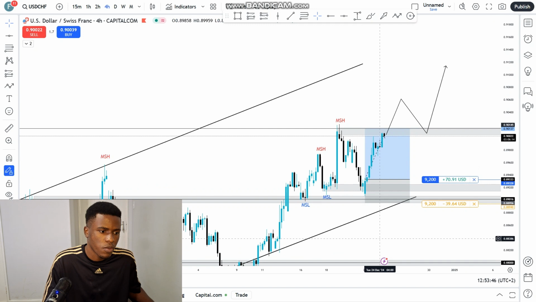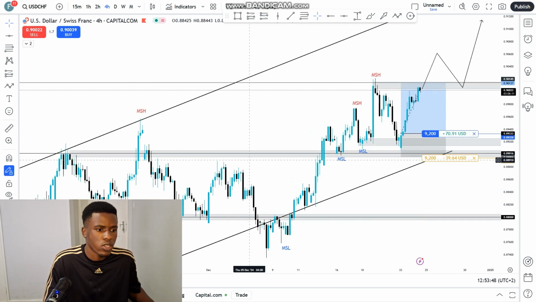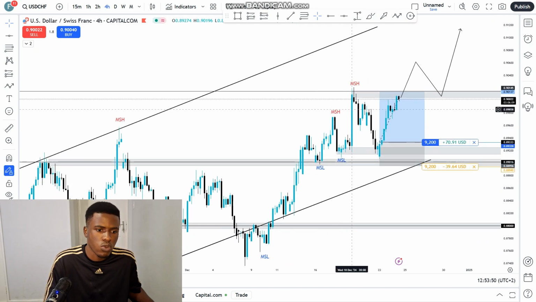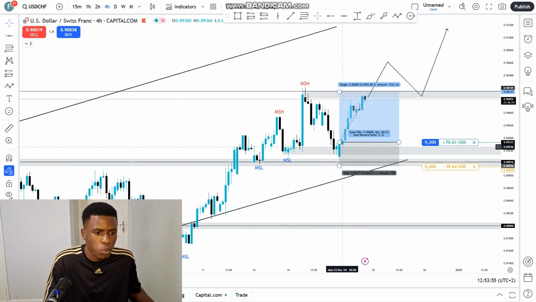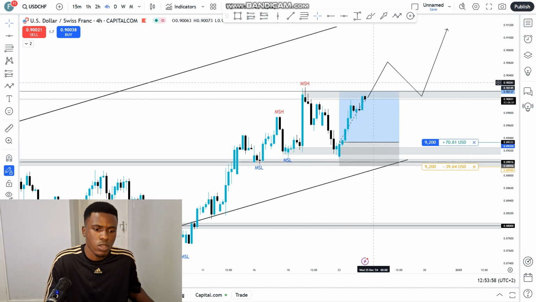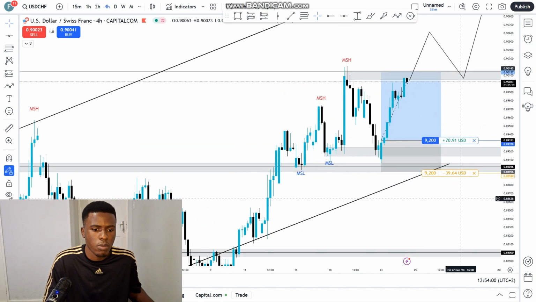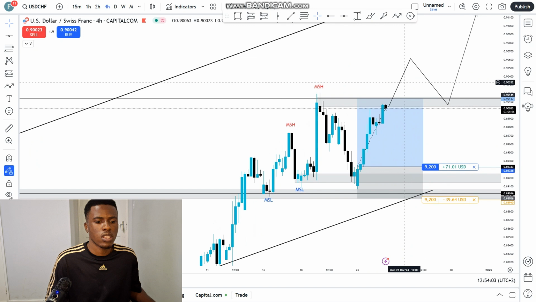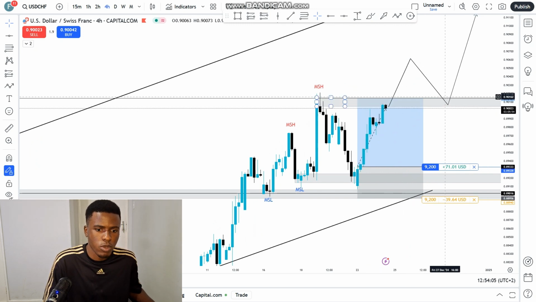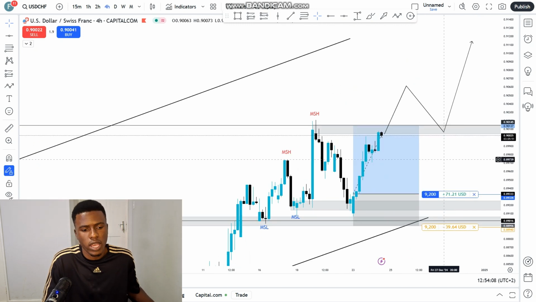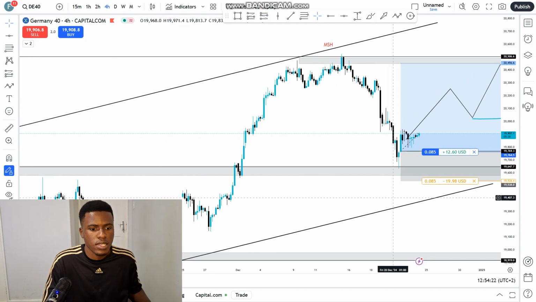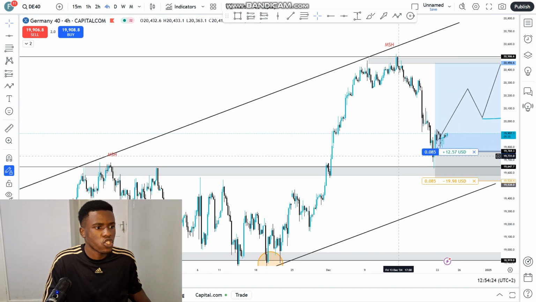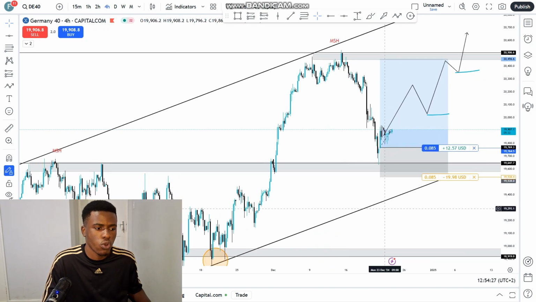Other than that, as you can see, we've broken this previous swing high right here. We came back to test it. We broke this swing high also right here, and then we came back to test the lows. As long as we don't break these lows right here, I'm still expecting a continuation to the upside. So this really looks like a nice trade, and if it does break to the upside and then comes back to retest, I am willing to add another position so that I can maximize my gains instead of adding to losing positions.